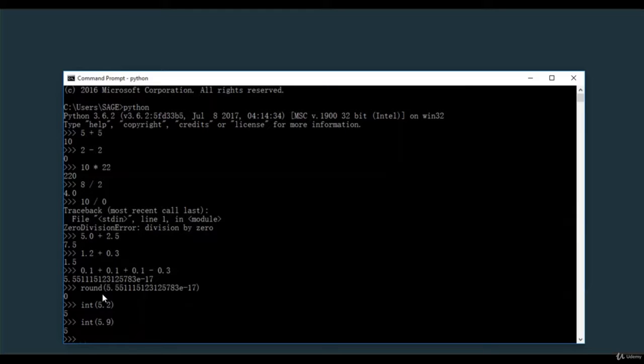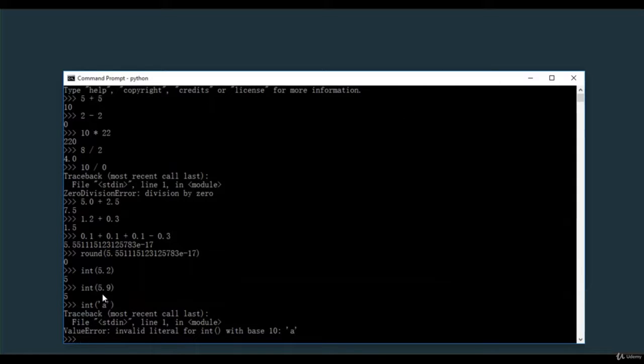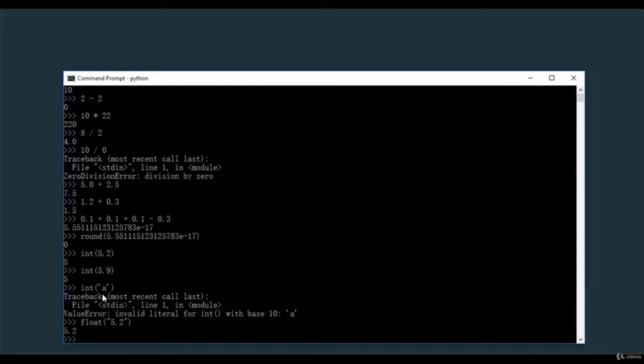Good. Also int a. Let's see the error. Wow. Yes. It says that a is not a number. A is somehow a letter. Also for float, let's see 5.2. Yes, I have 5.2.